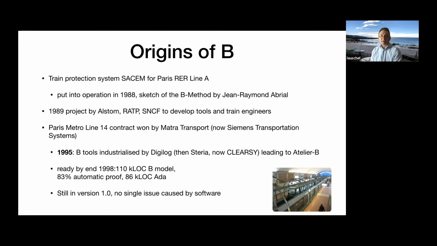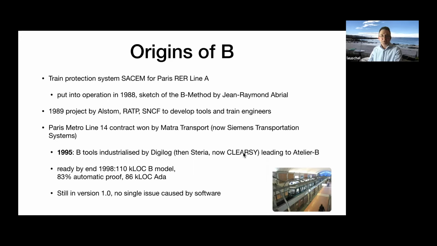Later, where the B method really appeared, was the development of the Parisian Metro Line 14, where at the time also the decision was made to industrialize the B tools, supporting the B method, by a company then called Digilog, which was renamed to Steria and now bears the name ClearSy, and which still markets the tool Atelier B, which can do code generation for B and proving. That company is also going to be mentioned quite a bit today. They still do tool development in the formal methods area, but also modeling.